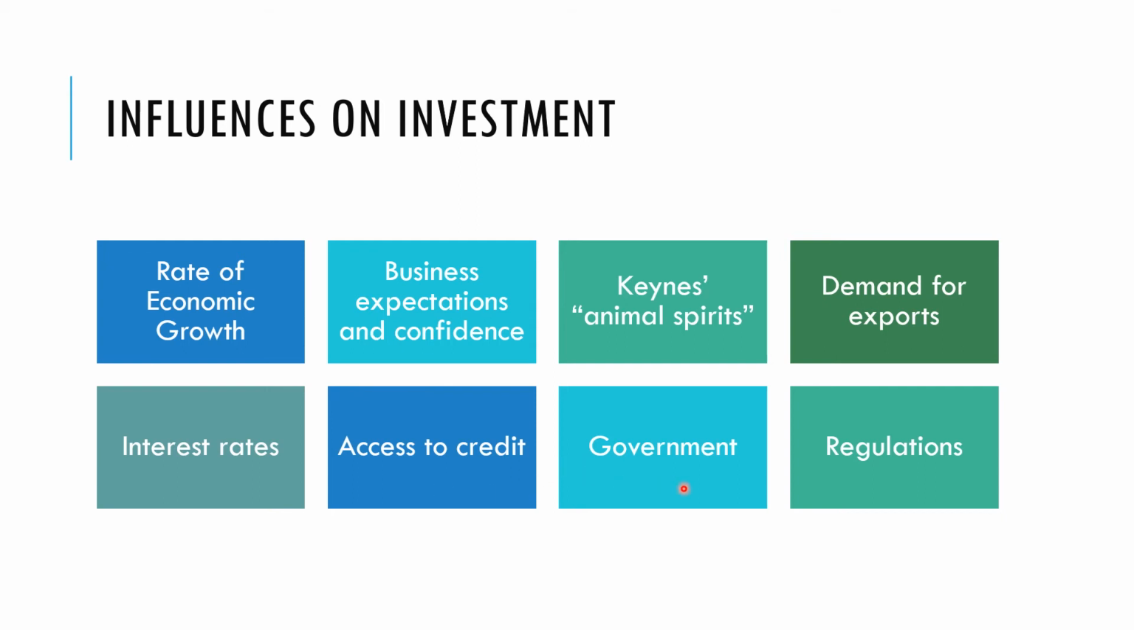The government may influence the level of investment either through doing their own state investment on capital and machinery, or perhaps subsidizing businesses to make investments. And lastly, there may be regulations. So perhaps if there are strict building regulations on new factories, for example, this might have an impact on the level of investment that takes place.